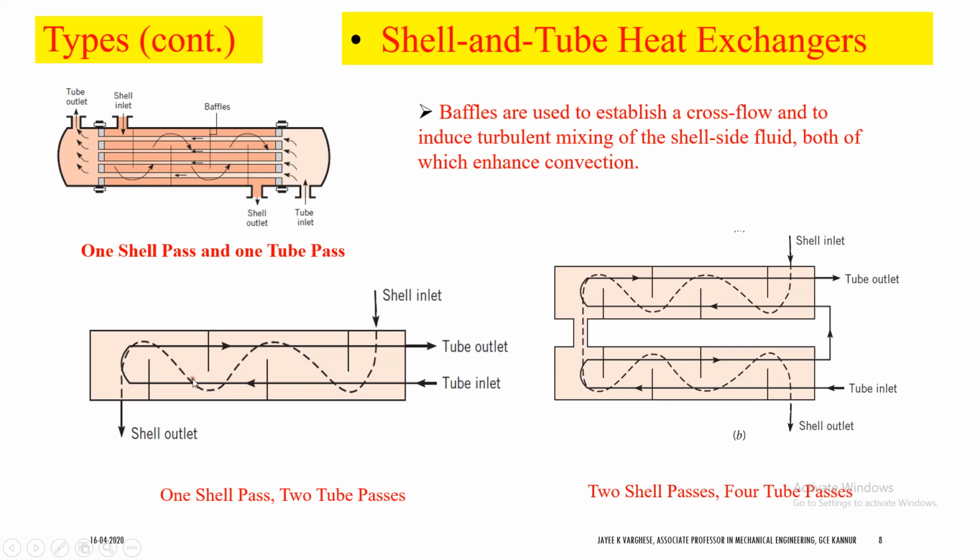Now in the second schematic diagram, we can see that shell fluid enters at the right end, flows to the left and leaves at the left end. So there is only one passage for the shell fluid.